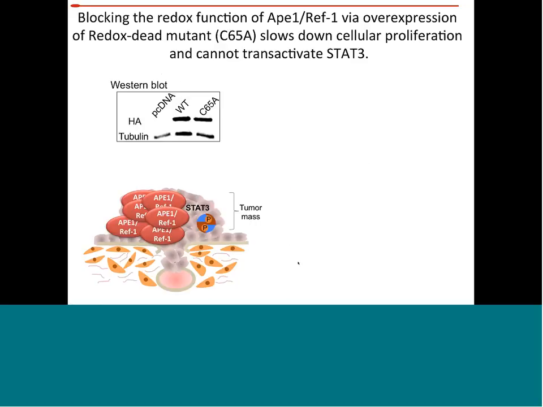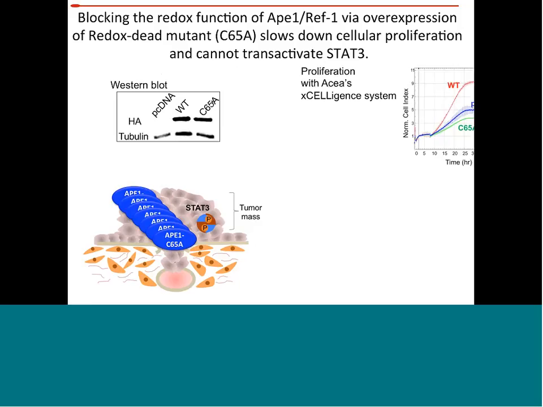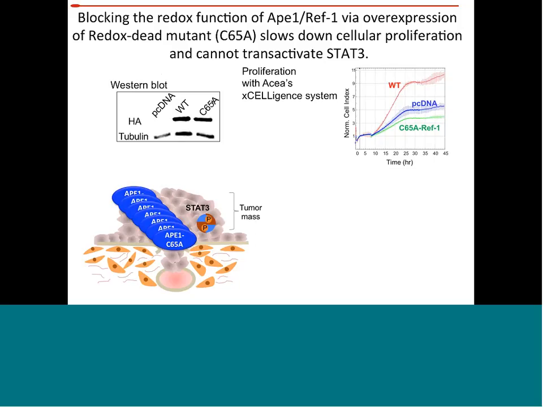Okay, so the first thing we did was we took pancreatic cancer cells and we overexpressed APE in those cells, and we overexpressed the redox-dead mutant. The C65A is the APE protein that does not have redox activity but is fully repair proficient. So this is using the xCELLigence system to just monitor the growth of the cells over time. We did not do any kind of treatment other than just overexpression of the wild type protein, which you can see stimulates proliferation.